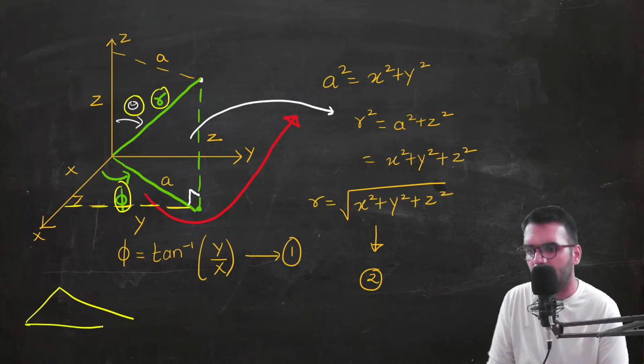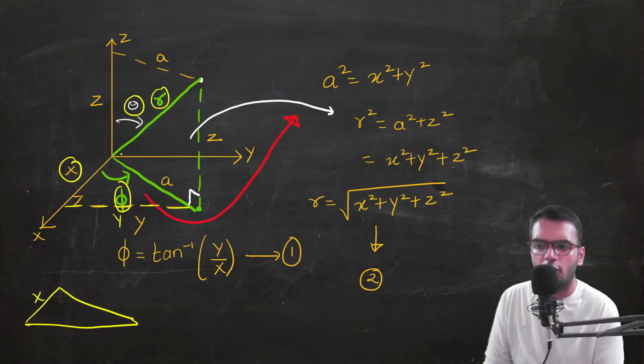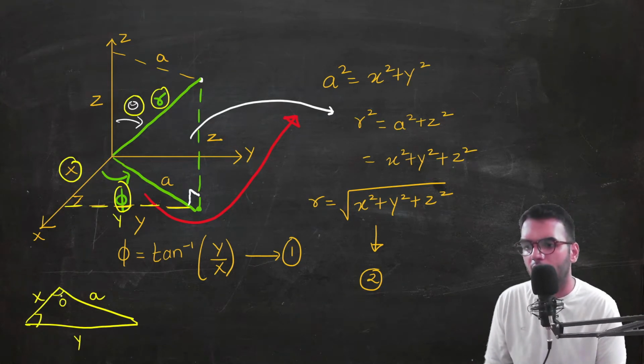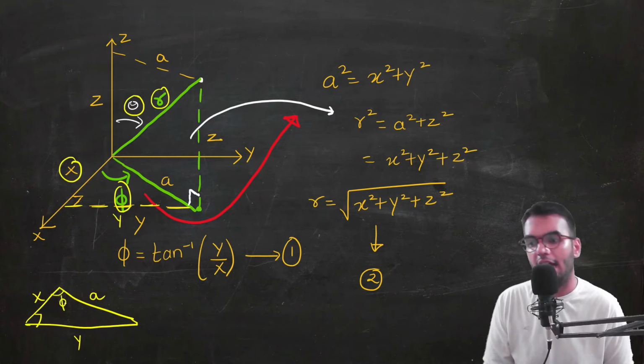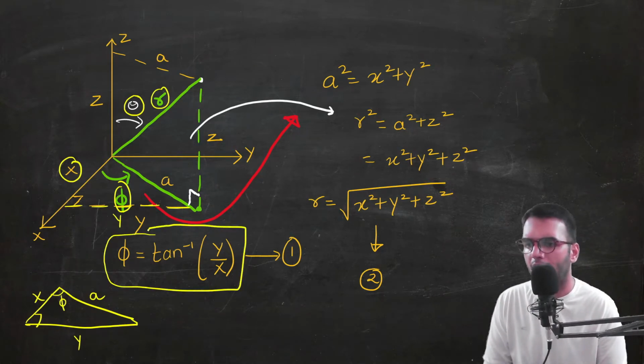You can clearly see this is a triangle where this is the x coordinate. This is the y coordinate because it is parallel to the y-axis. So I can name it as y, and this is my a. This is my 90 degree. The angle between x and y is always 90 degree. And this angle is the phi vector, which is my azimuthal angle. So azimuthal angle is directly equal to tan inverse of y by x.